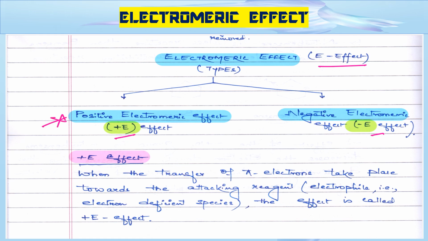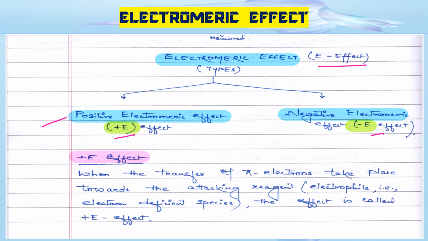Coming to the positive electromeric effect, it is observed whenever the transfer of pi electrons takes place towards the attacking reagent. In this case, the attacking reagent must be an electrophile. Then only will the pi electrons shift towards the electrophile, because electrophiles are electron deficient species. They are in need of electrons. So if the transfer of pi electrons is taking place towards the attacking reagent, then such an electromeric effect will be called plus E effect.